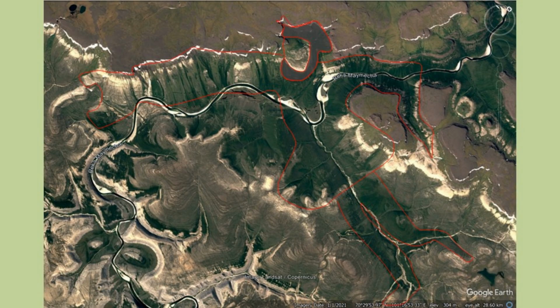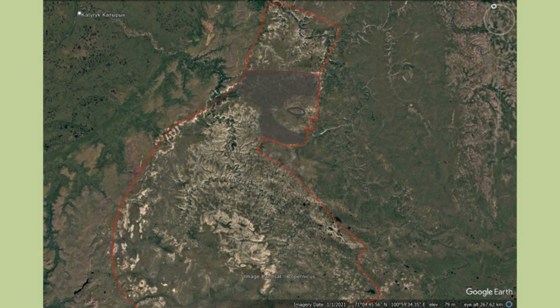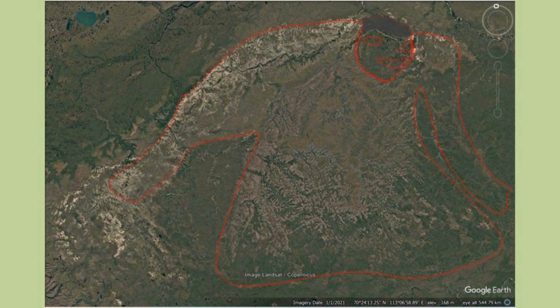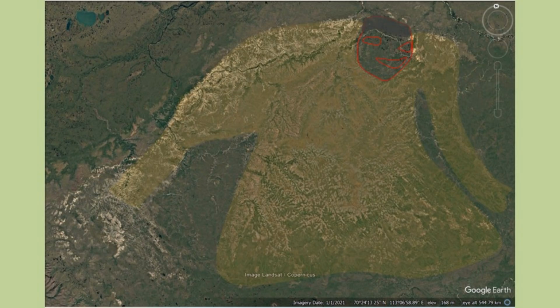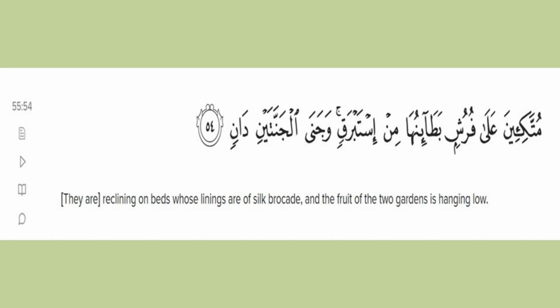In this picture, you can see a man wearing green colored silk clothes. Following are the images of people sitting in the Jannah wearing the green silk clothes adorned with silver, gold, and pearls. These are the images the lone creator of the universe, Allah subhanahu wa ta'ala, has created as signs to the people of knowledge. It is mentioned in chapter number 55, verse number 54, that the people in the Jannah will be sitting reclining on beds whose linings are of silk brocade.